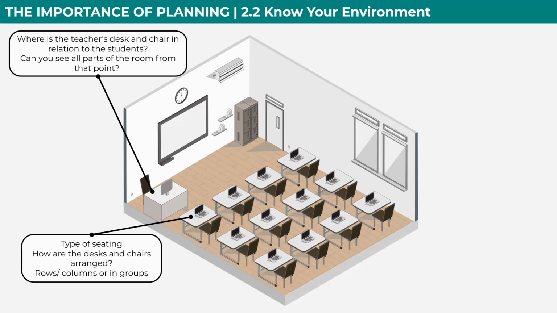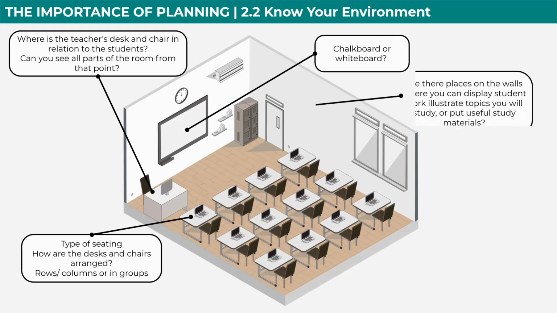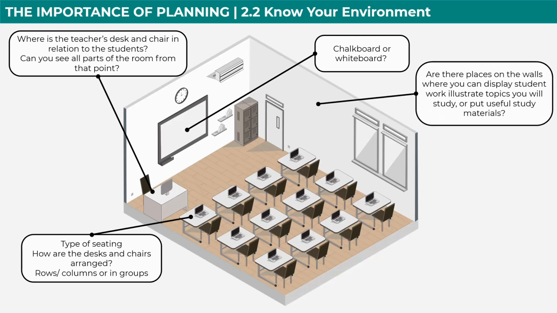The next thing to pay attention to is the walls. Specifically, do you have a chalkboard or a whiteboard? Are there places on the walls where you can display student work, illustrate topics you will study, or put useful study materials? Creating an interesting, colorful room where students can display the work that they have done contributes to student motivation and makes the classroom more attractive and pleasant to be in. Additionally, resources such as posters of vocabulary, useful phrases, etc. can feed into the content of the lesson or provide useful prompts for students during a lesson. Students who feel motivated and supported in the classroom are less likely to be disruptive.